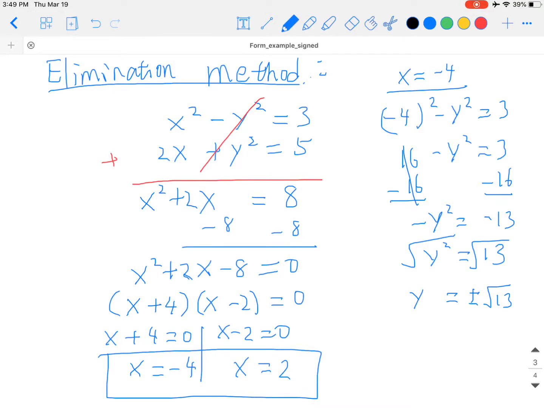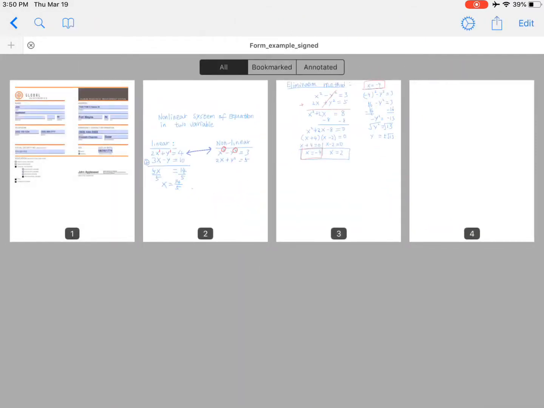But we're not finished yet, because what we found, x equal to negative 4, is the one we just did. We have another solution, which is x equal to 2. So we continue to look for the other solution. Give me 1 second. Let me see, what do I need to do? So let me come to the new one.